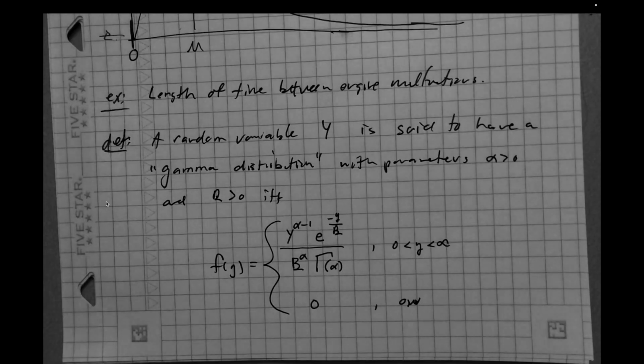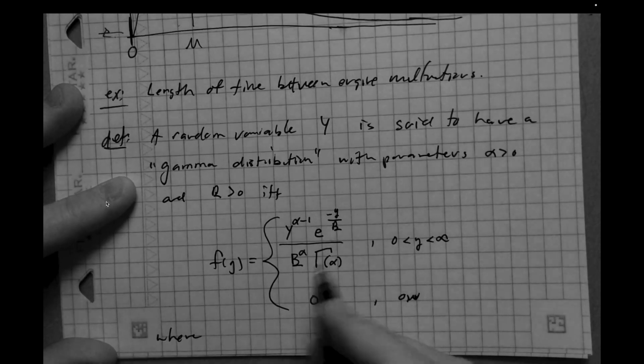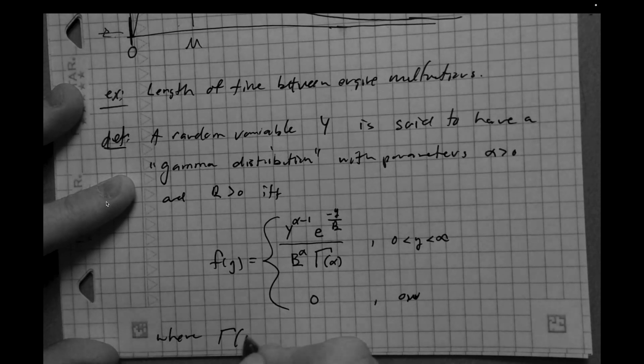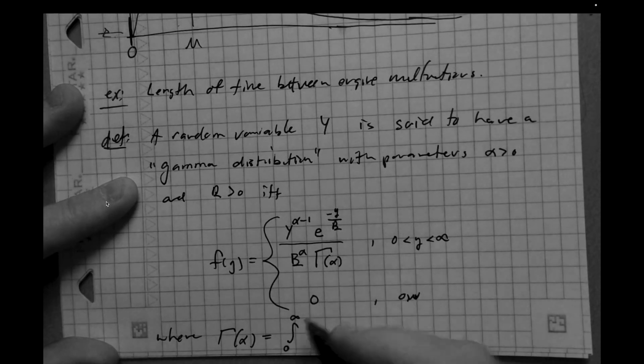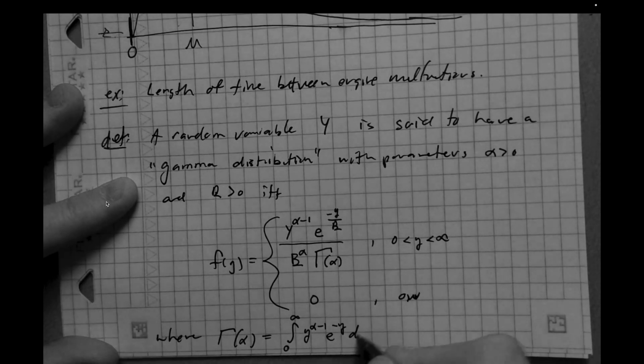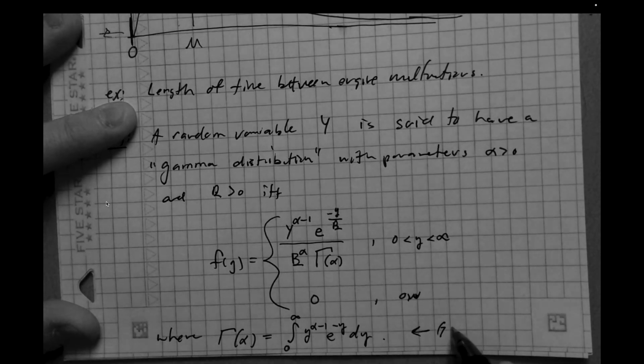Now this is not a complete definition yet because this is a function itself. This is called the gamma function. And what is that? We'll say where gamma of alpha is equal to the integral from 0 to infinity of y raised to the alpha minus 1 power times e to the negative y dy. This is called the gamma function.